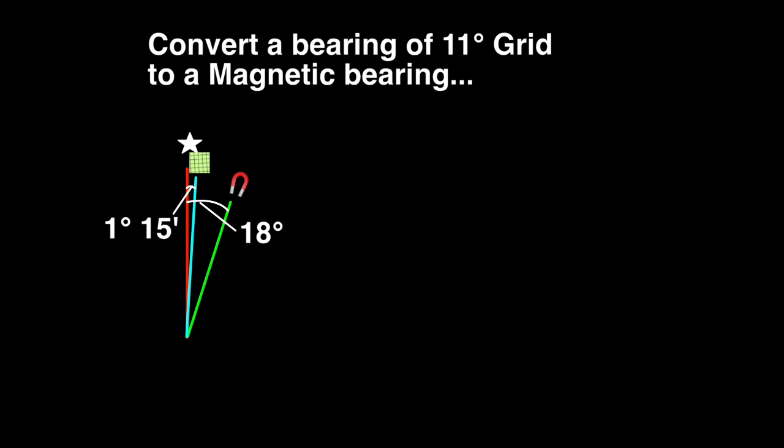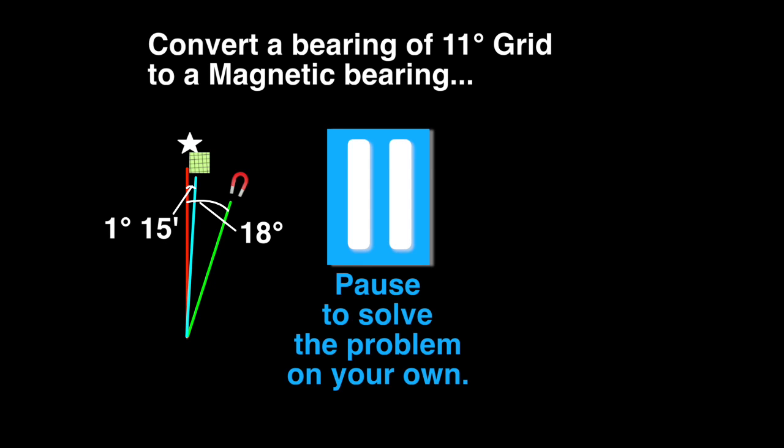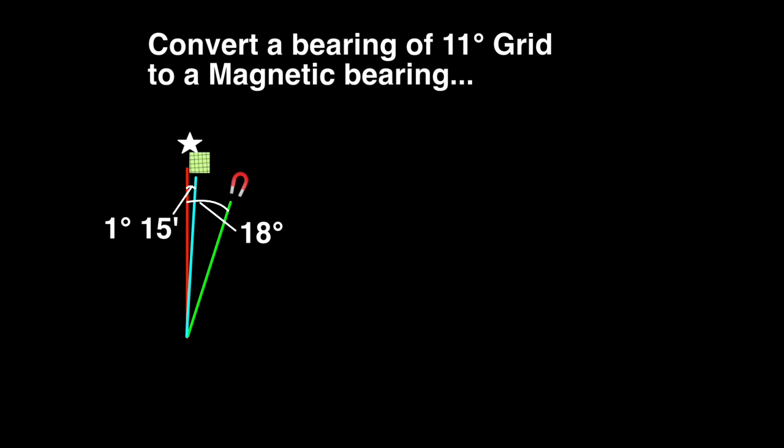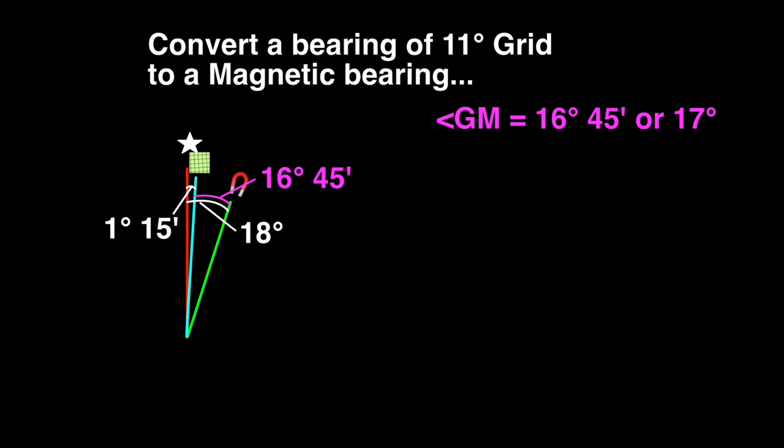Problem 4. Convert a bearing of 11 degrees grid to a magnetic bearing. Magnetic north is 18 degrees east of true north. Grid north is 1 degree 15 minutes east of true north. The angle between grid north and magnetic north is the 18 degrees from magnetic to true, less the 1 degree 15 minutes from true to grid. That would be 16 degrees 45 minutes, which will round up to 17 degrees.